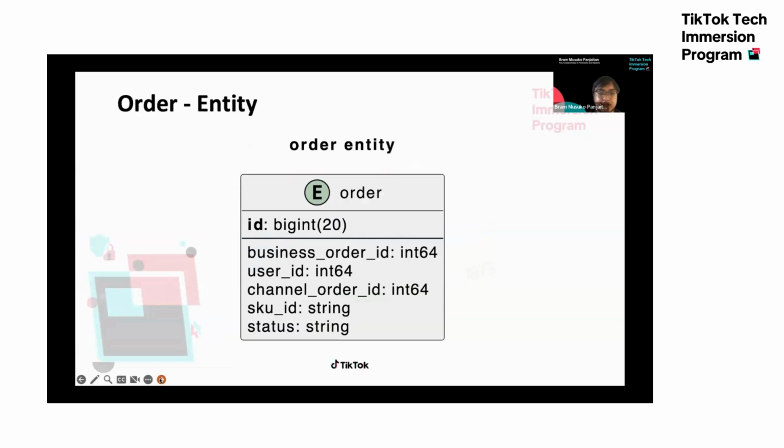Yeah, so this is the simplified version of the order entity. We can have the order ID, the business order ID. This one is the coins or subscription ID from the other service. We can also have the user ID and the channel order ID. Channel order ID is the order ID on the channel side, on Apple or Google. Then we can have the SKU ID, for example the product ID, like 70 coins, or a subscription. And we can also have status, like if the transaction is in pending state, waiting for the payment, or is in complete state, or is already refunded.